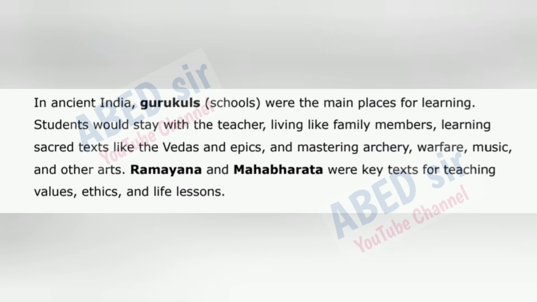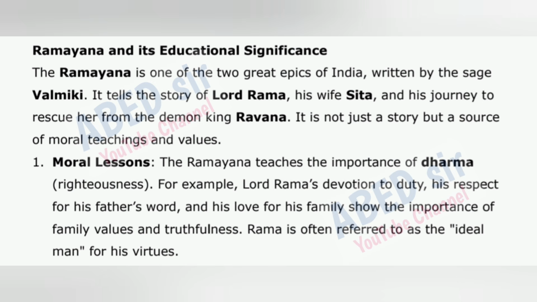experiences. In ancient India, gurukuls, schools, were the main places for learning. Students would stay with the teacher, living like family members, learning sacred texts like the Vedas and epics, and mastering archery, warfare, music, and other arts. Ramayana and Mahabharata were key texts for teaching values, ethics, and life lessons. Ramayana and its educational significance.